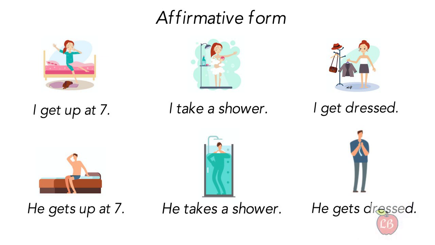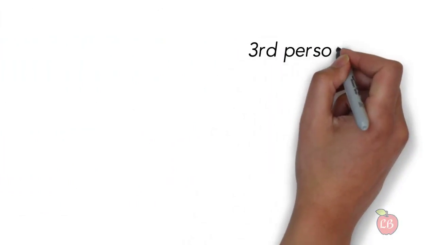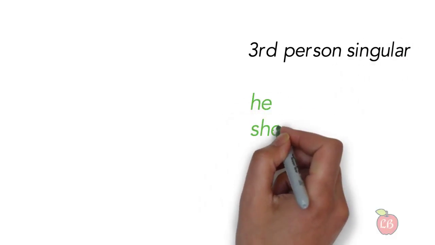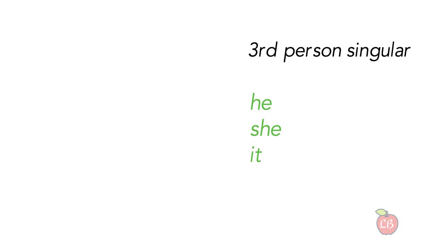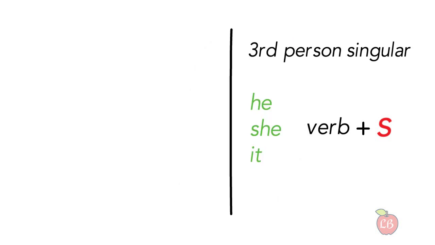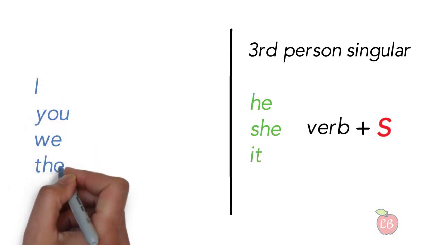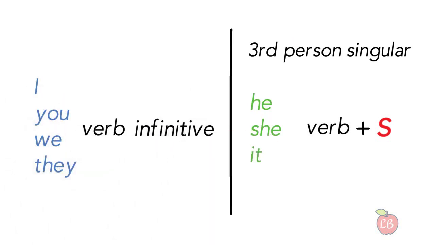So as you can see, there's a change in the verb when I speak of my brother, and it's the S in the verb. He takes, he gets. This happens with all third-person singular. So every time we say an affirmative statement with he, she, and it, the verb adds S. With the rest of the pronouns, I, you, we, they, the verb remains infinitive. That is to say, it doesn't change.